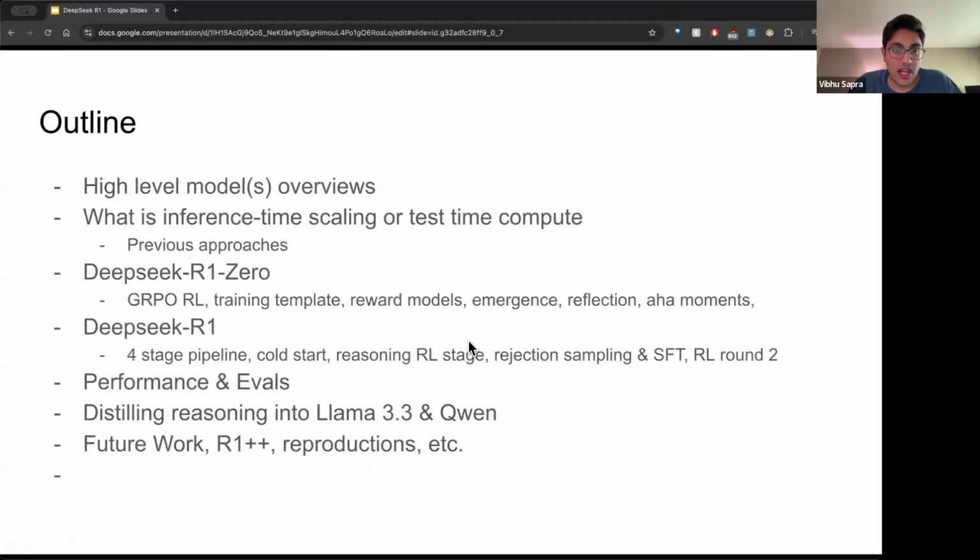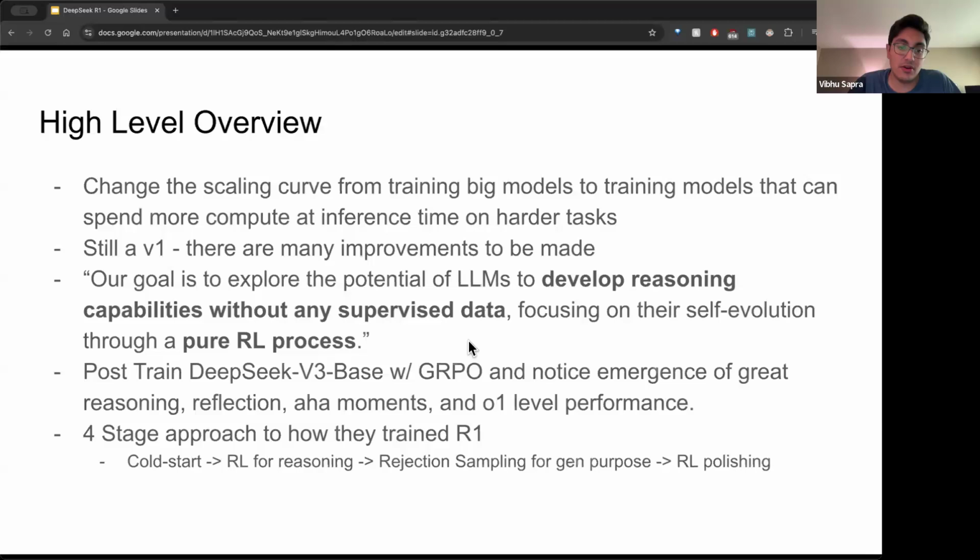Then from this zero model, R1-Zero, they train the actual DeepSeek R1. They have a four-stage approach for training it, and that becomes a really good reasoning and chat model. So four stages: they have this cold start to make sure things don't go crazy at the beginning. And guess what? They do SFT. It's not just RL. Then they do RL, then they do rejection sampling, then they do RL again. So not one RL, they throw two RL stages at the problem, so double the RL.